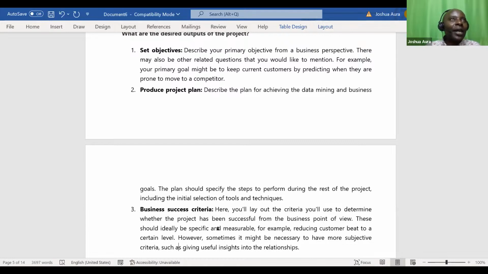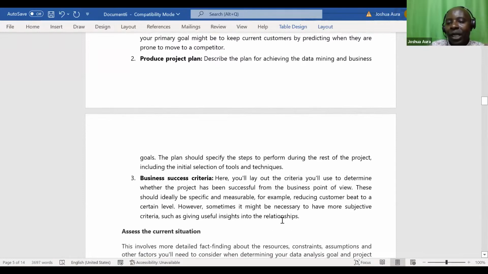Business success criteria. So business success criteria, ladies and gentlemen, of course, I'll be defining my milestones. At what point do I say I have succeeded? Here you lay out the criteria you will use to determine whether the project has been successful from the business point of view. These should ideally be specific and measurable. For example, reducing customer churn to a certain level. However, sometimes it might be necessary to have more subjective criteria, such as giving useful insights into the relationships.